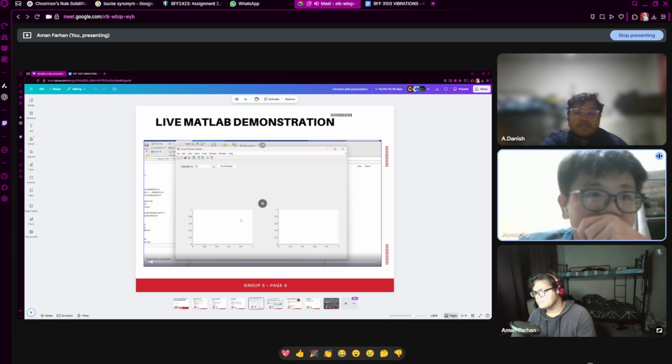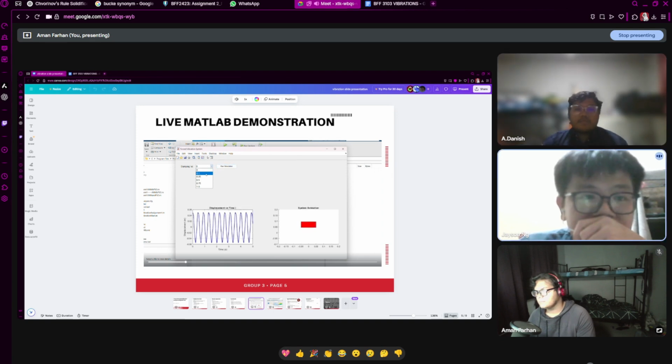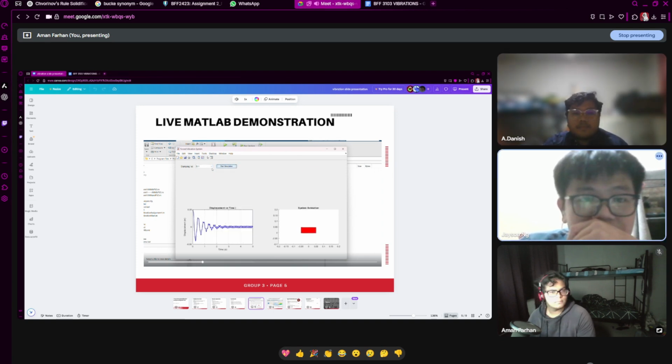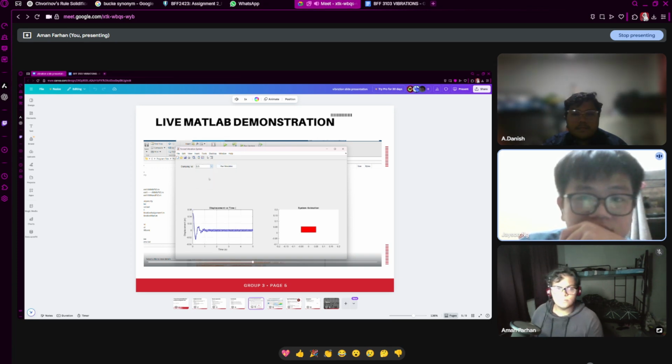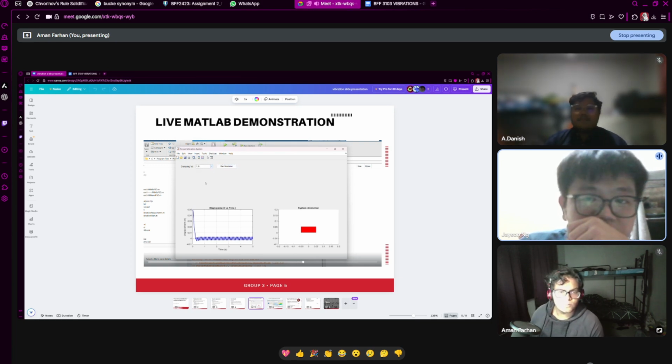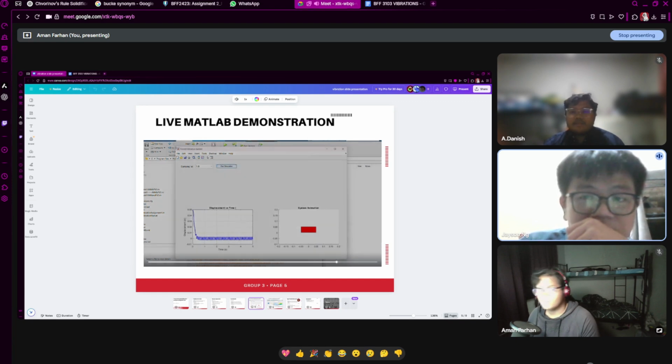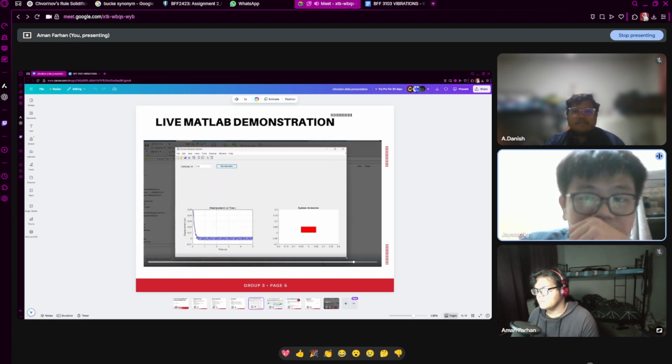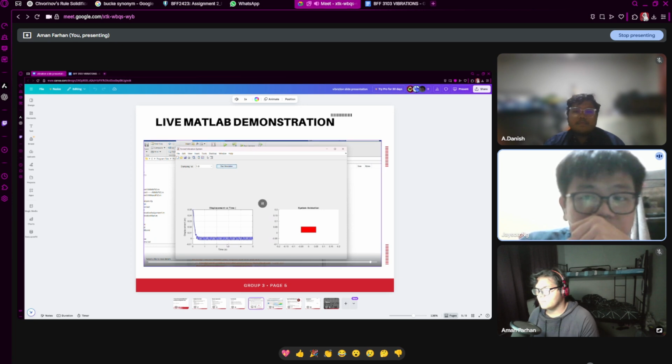Now let's see the video, the MATLAB demonstration. Okay, now start. As you can see, the system keeps oscillating with a larger amplitude and never settles. Now we increase the damping, the amplitude decreases and the system settles faster. Here is the critical damping case. It returns to equilibrium quickly without oscillations.